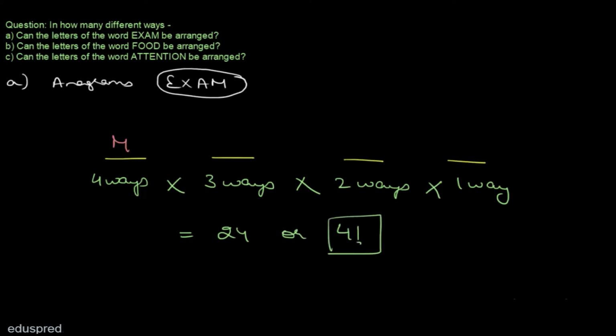Now let's have a look at the rule that you could have used to answer this question directly. So the rule is that the number of permutations or arrangements of n different things taken all at a time is given by nPn, that is n factorial. Well, we could have used this rule to answer part A. Note that in part A, the word that is given to us is exam. So all the letters are different. So that means we have n different things here. And if we have to arrange these n different things, then this can be done in n factorial ways. So the answer is 4 factorial. As I said, this part is quite trivial.